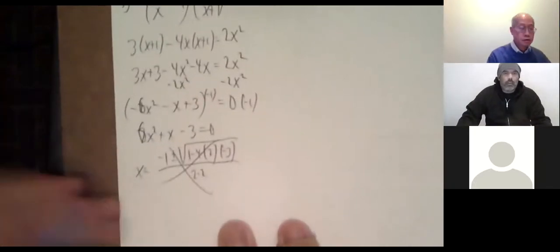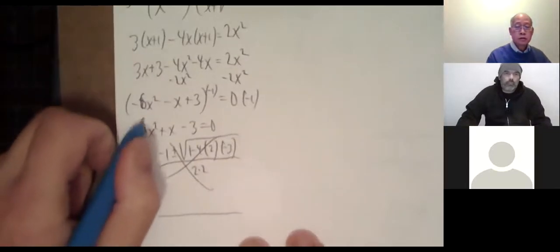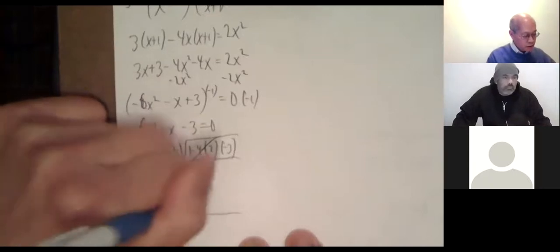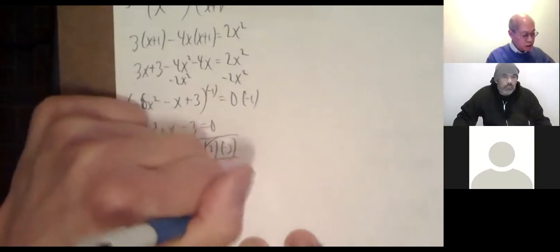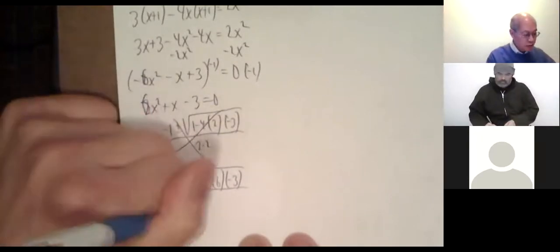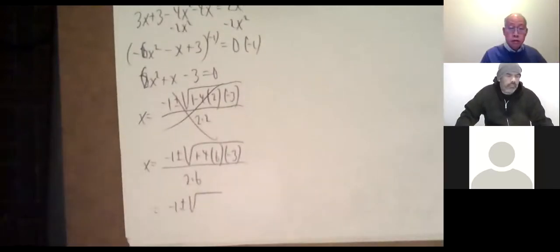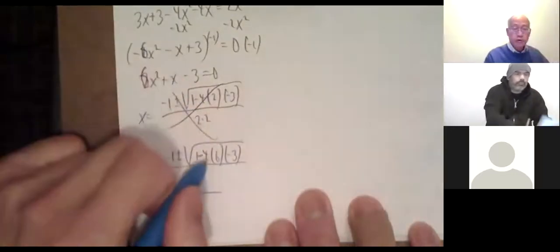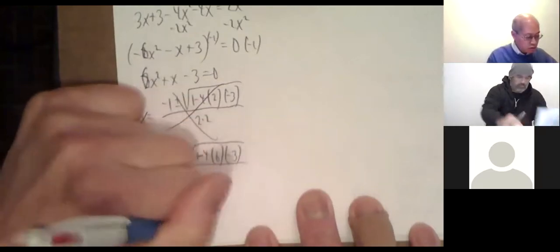So this is all messed up now. So try it again. So negative b, negative 1 plus or minus the square root of b squared is 1 minus 4 times a, which is 6, times c, which is negative 3. Okay, I think this is better. Over 2 times a, 2 times 6. Negative 1 plus or minus. Okay. And this is 4 times 6 times 3 is 72 plus 1, so 73 over 12.